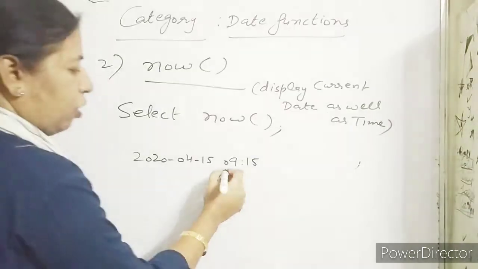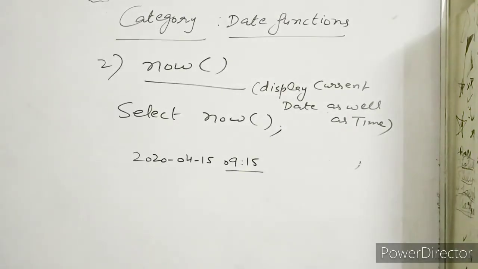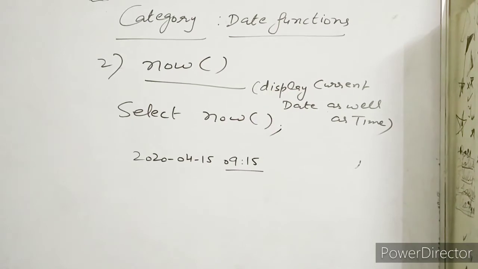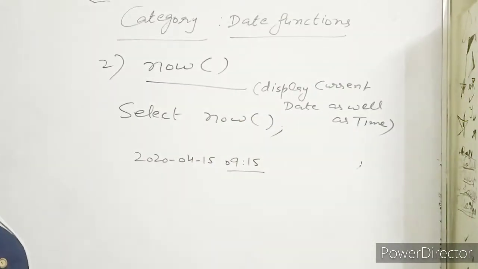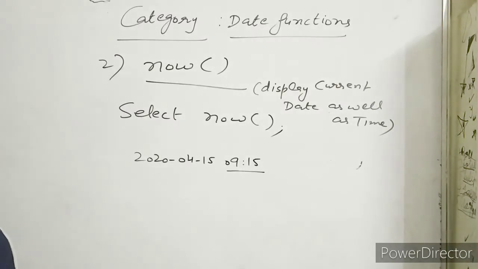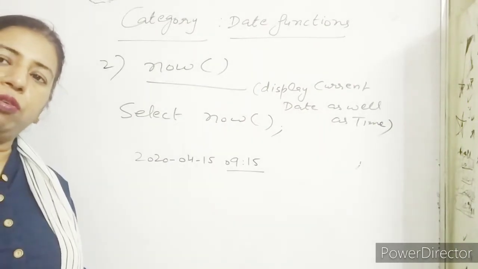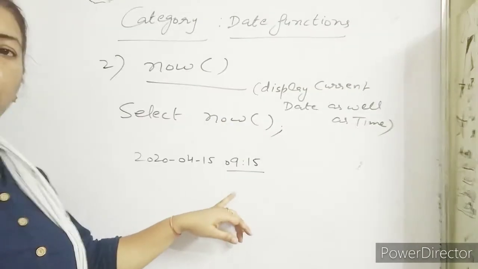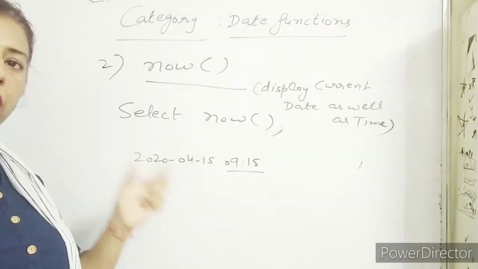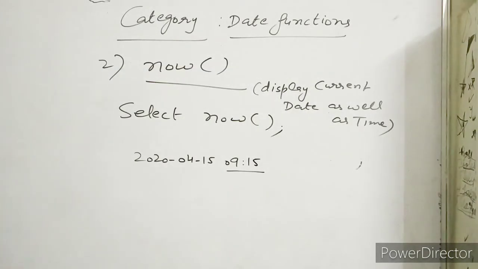Clear? The format of the time is 24-hour format. No AM, PM is written over here. Clear? 24-hour format, you all know. The time is displayed in the 24-hour format. Clear? The difference between current date and now is, from the theoretical point of view, an important question. Current date will display only the current date, and now will display both current date as well as time.